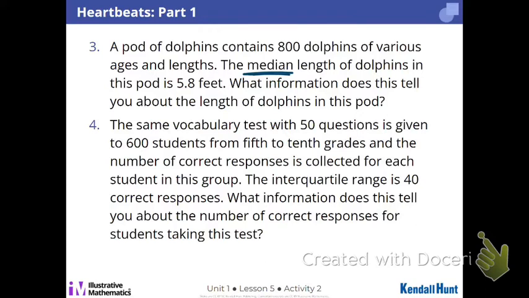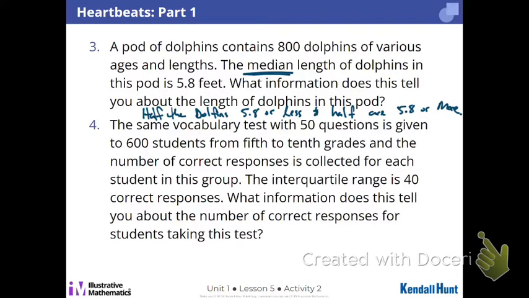So what does that mean in context of all of our dolphins? Half the dolphins are less than 5.8, and half the dolphins are more than 5.8. Yeah, or half the dolphins are 5.8 or less, and half are 5.8 or more. Because 5.8 is the exact middle of our data. Half are higher, half are lower. Or maybe there's several that are 5.8 and 5.8 lies within that data, right?